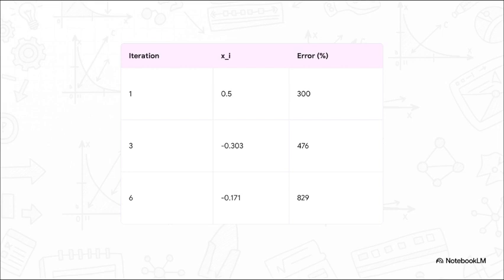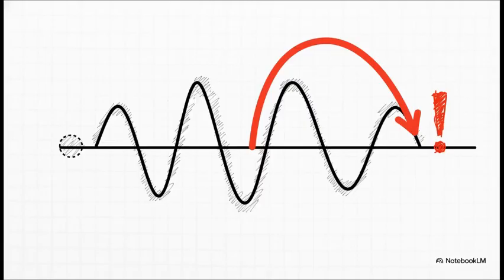The tangent line shoots the guess to the left, then a new tangent shoots it to the right, just bouncing back and forth across the local minimum. The error wildly jumps into the hundreds of percent, reaching 829% by iteration 6. The computer will just spin its wheels infinitely here. Finally, we have root jumping.